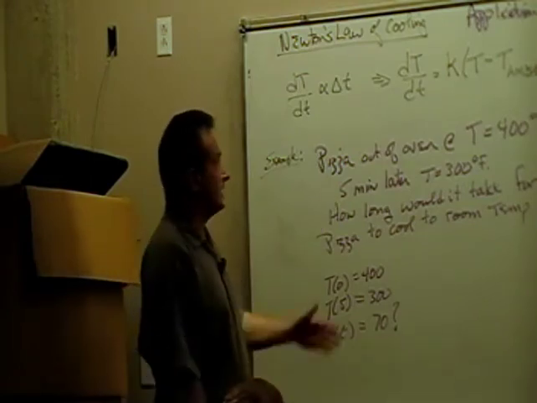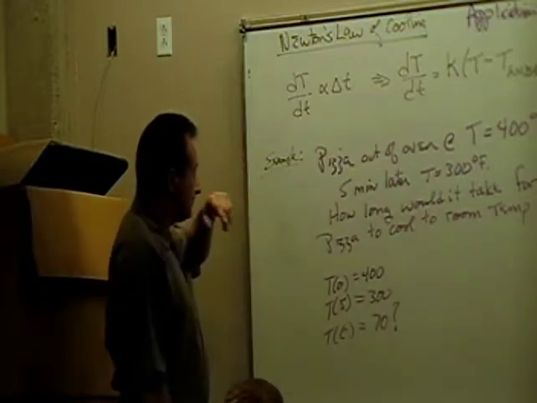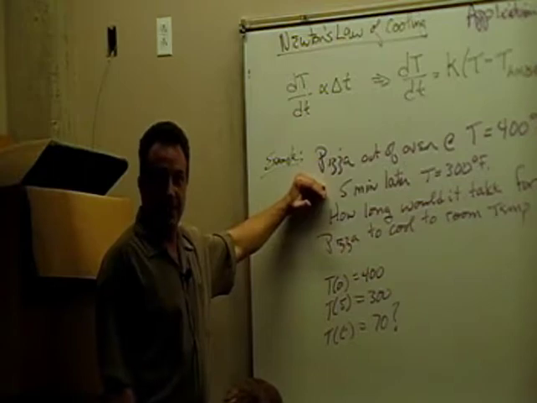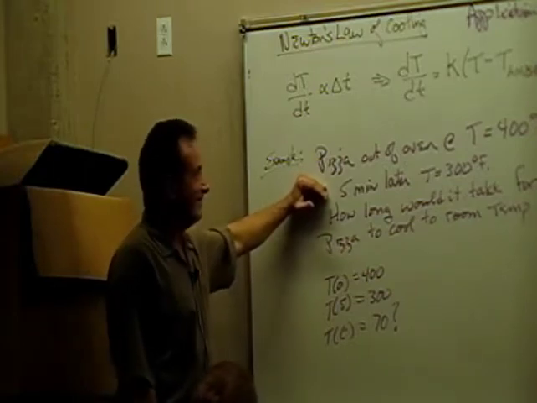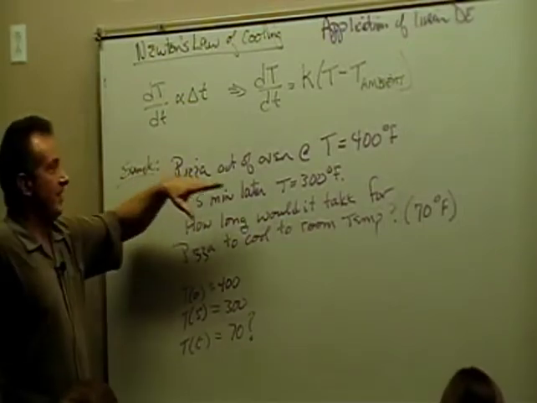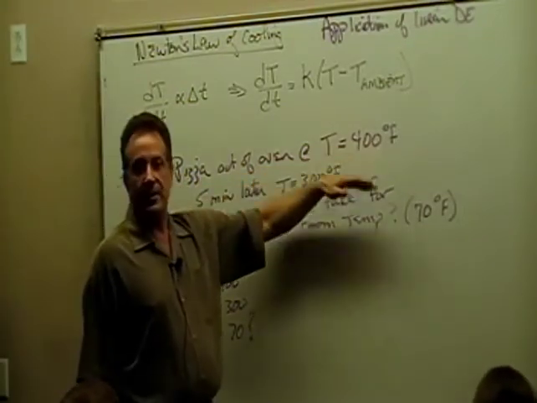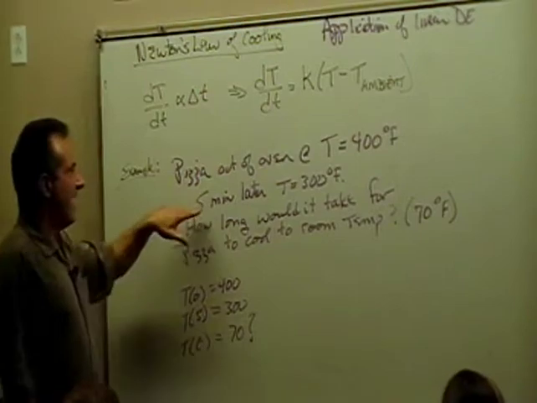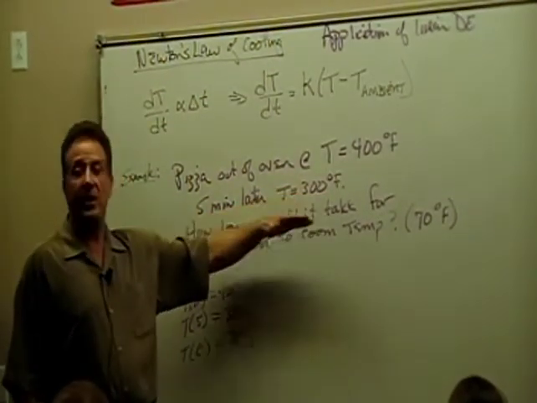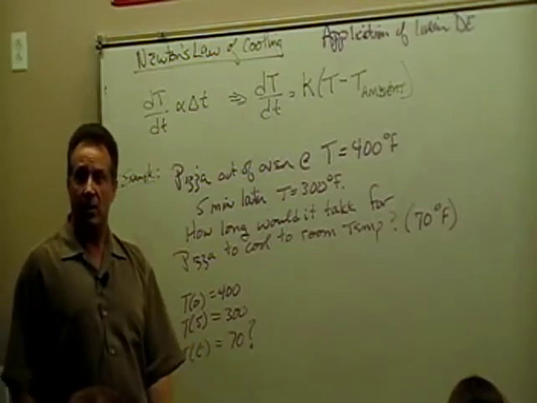Let's take an example and work it. Let's say I have a pizza coming out of the oven. You're at my house, homemade pizza, the stuff that never cools off. The pizza comes out of the oven at 400 degrees Fahrenheit. 5 minutes later, I measured the temperature of the pizza and it was at 300 degrees. So obviously the pizza's cooling off, right? It's on the counter cooling off.